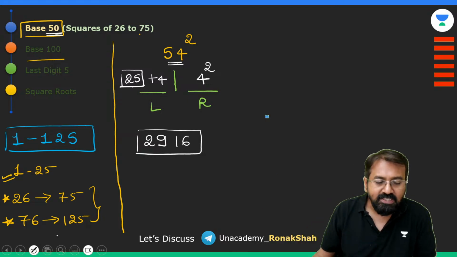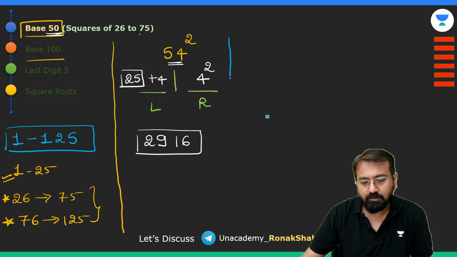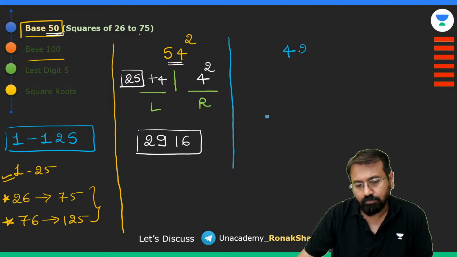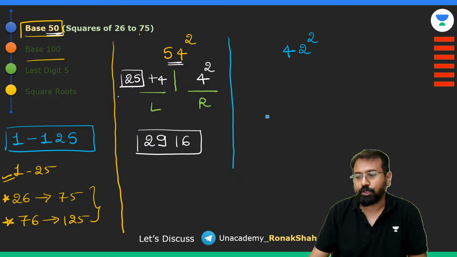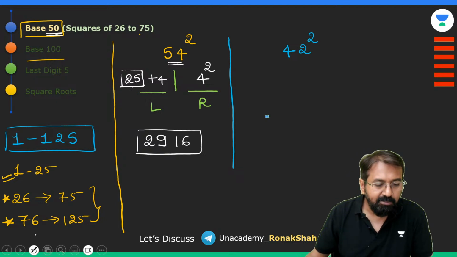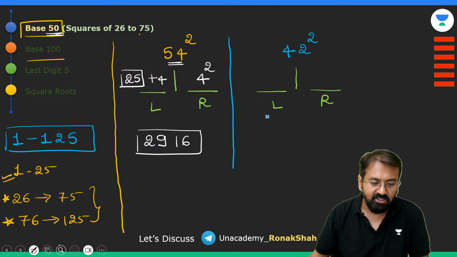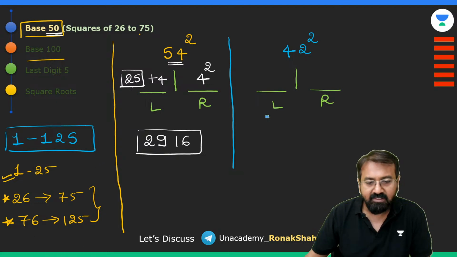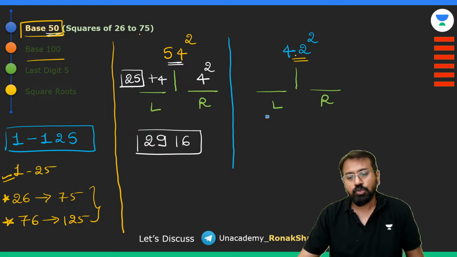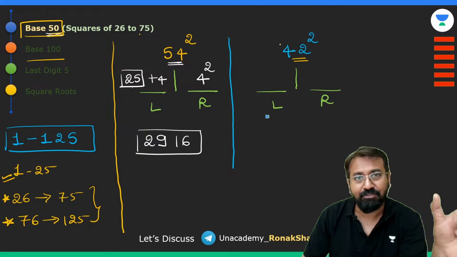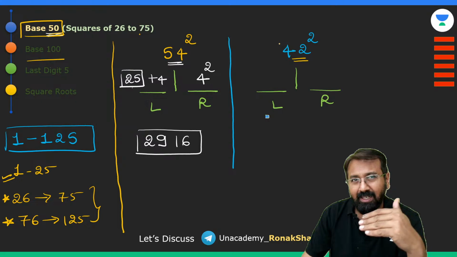Let's take one more example so that things become pretty clear. Suppose I want to find out the square of 42. Once again, the answer will be in two parts, the right part of the answer and the left part of the answer. Now what we need to do is compare this number with the base, which is once again 50. So 42 is 8 less than 50. Here we can say 8 is the deficit. The number is 8 less than 50.